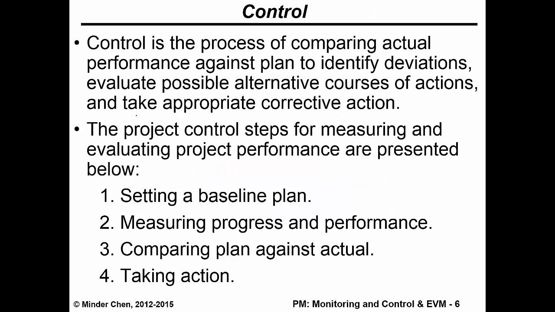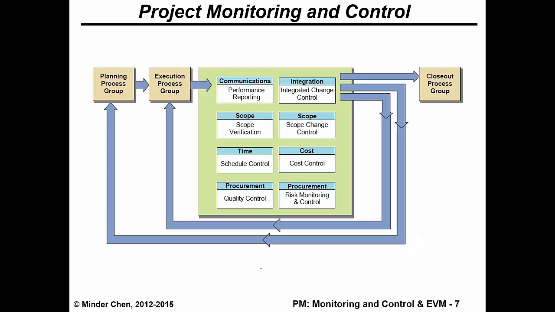So control is a process of comparing actual performance against the plan to find out whether there are any deviations, find out what action we should take, and take those actions to bring the project back on track. So the steps we mentioned earlier are: have a baseline plan, measure the progress and performance, compare that with the plan, and take action. That's actually the control mechanism.